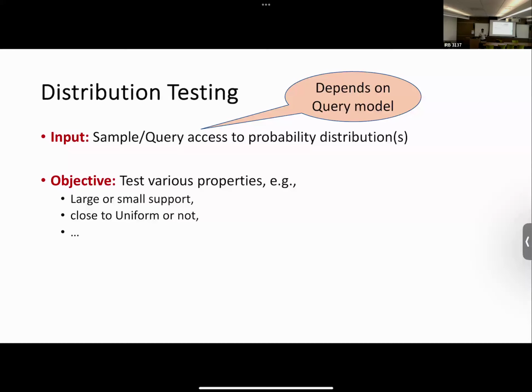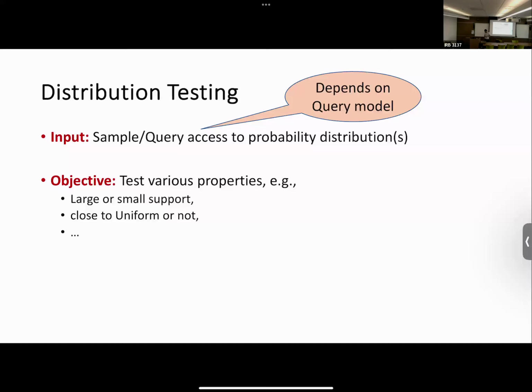One thing to note is that when I say we are given a probability distribution, what I actually mean is that we have some kind of query access to this distribution. We cannot look into the distribution completely, because if we could, then everything becomes trivial. With that query access, we want to test certain properties of the input distribution.